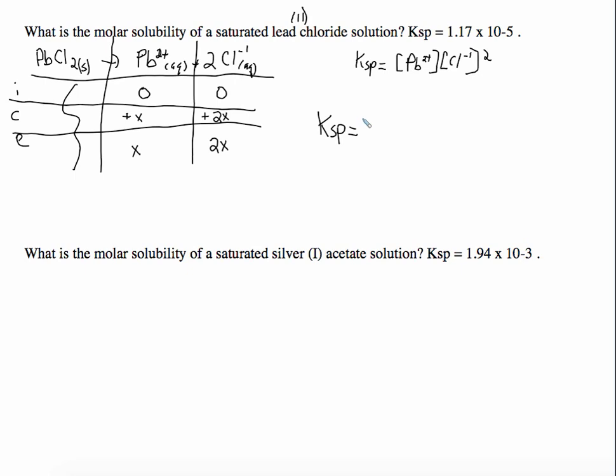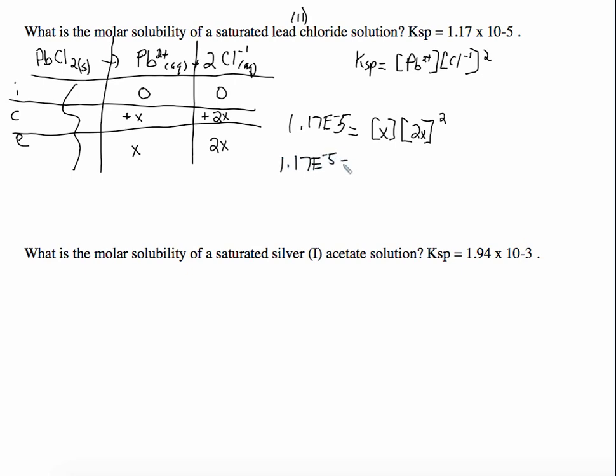Now we just plug everything into our Ksp expression. So Ksp is going to equal x to the first power because there's just one lead, and the chloride is 2x, and that's going to go up to the second power. Now we can plug in the Ksp value, which I should have done before that. So I should have put the number in there instead of the Ksp. Let me erase this and put the number in. The number is 1.17 e to the -5. That's the Ksp.